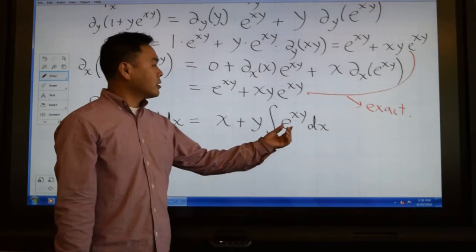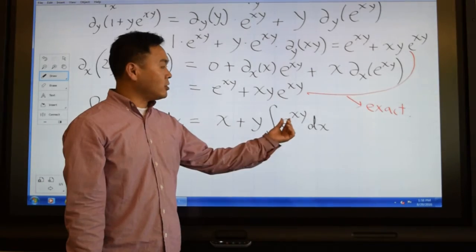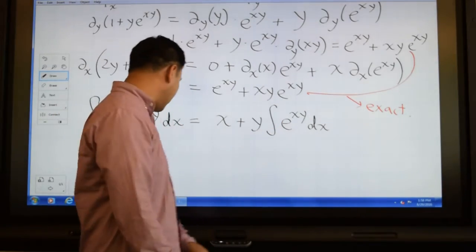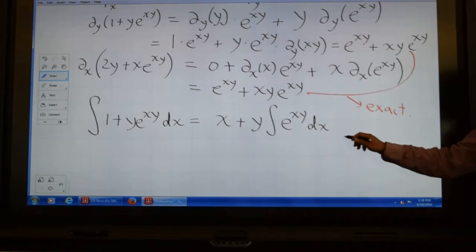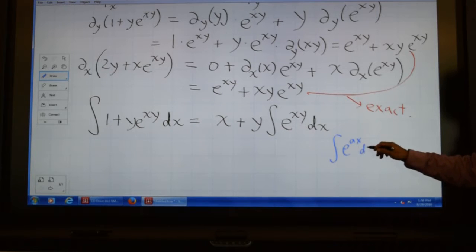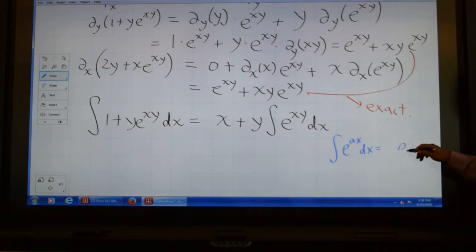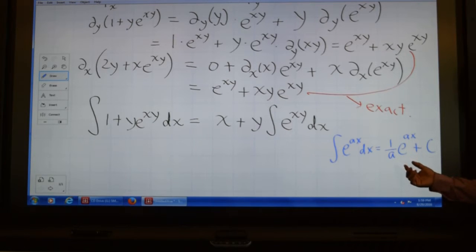Okay. If you integrate e to the ax, what do you get as the result? So let's try to recall the formula from calculus 2. The integral of e to the ax dx is still e to the ax, but what do you put? 1 over a. Now think about why you would need 1 over a.